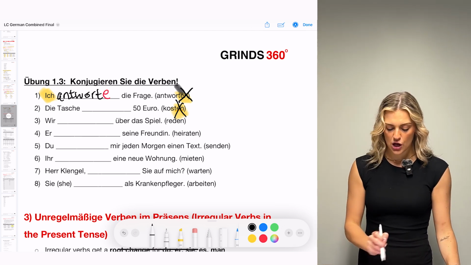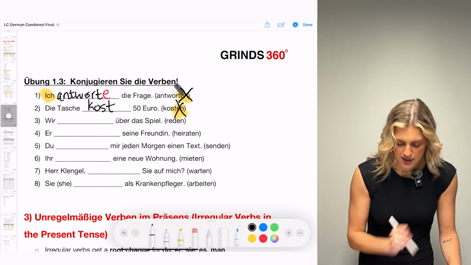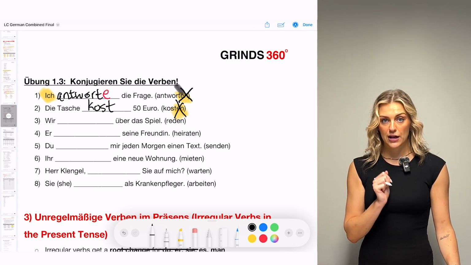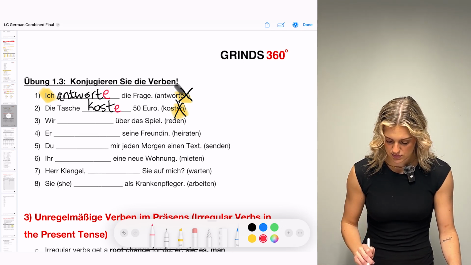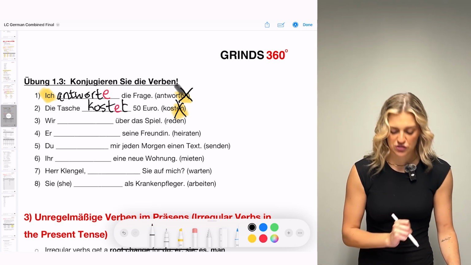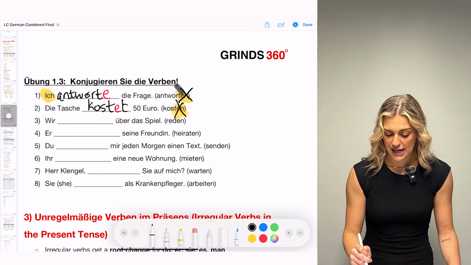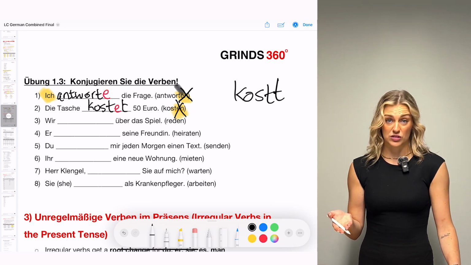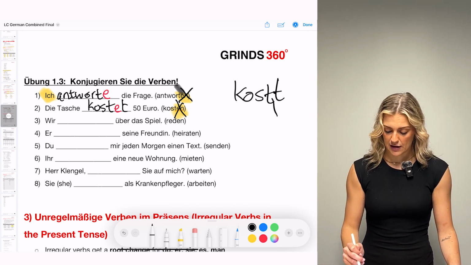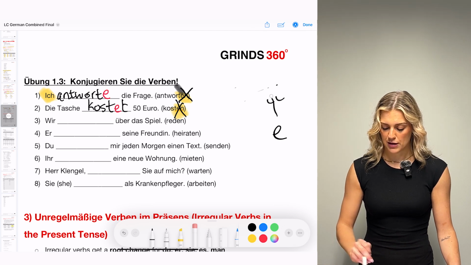So, die Tasche kostet. I'm left with kost once I take off my en. Before I add on my ending, I have to add in an extra e. And then I add on my ending, which is t. The er/sie/es/man gets the t ending. So die Tasche kostet. But again, I think you would know if you wrote down kost, that doesn't look right, okay? So we add in our extra e here for pronunciation reasons. Good. So wir machen noch ein paar, we'll just do a few more.